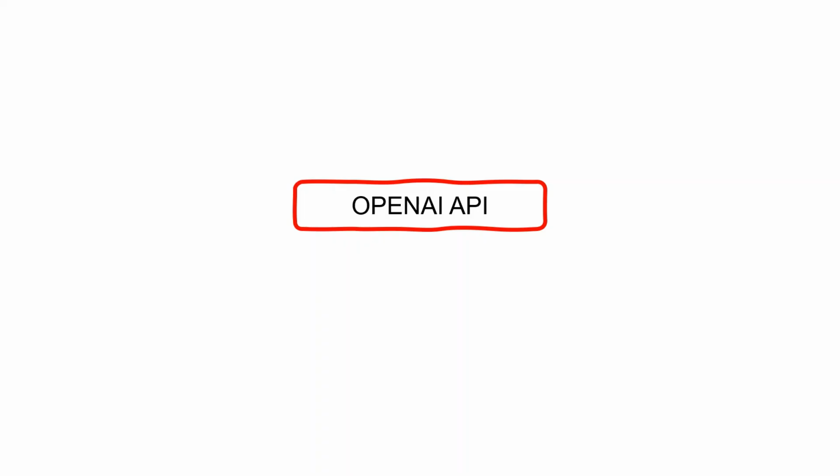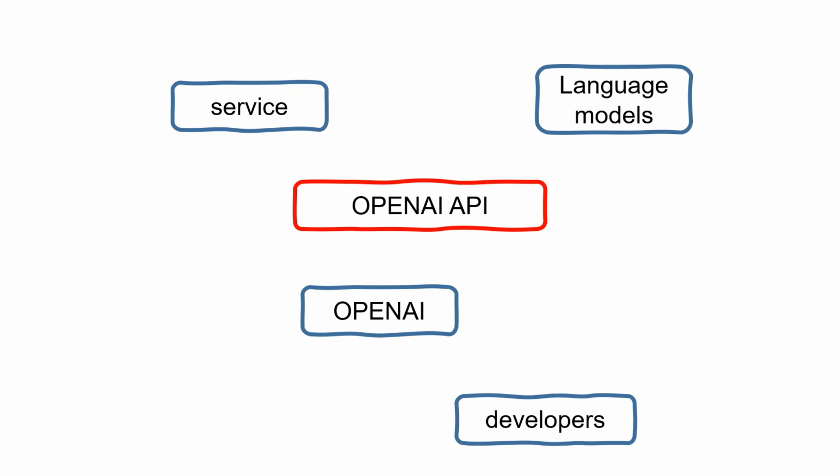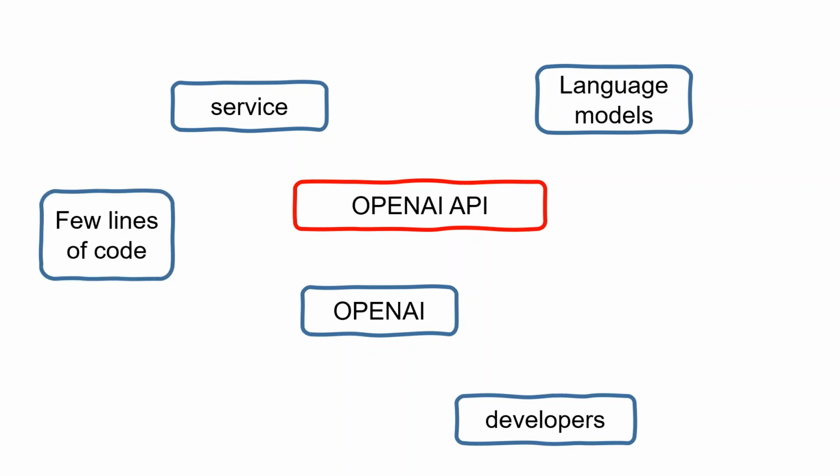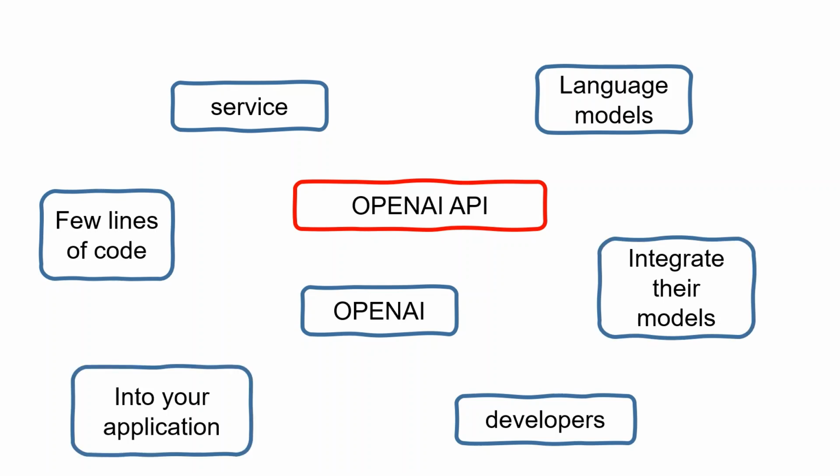Before we jump into the nitty-gritty details, let's quickly see what the OpenAI API is all about. It is a service that is provided by OpenAI. It allows developers like you and me to tap into the incredible capabilities of their language models. The advantage is, with just a few lines of code, you can integrate their model into your application.